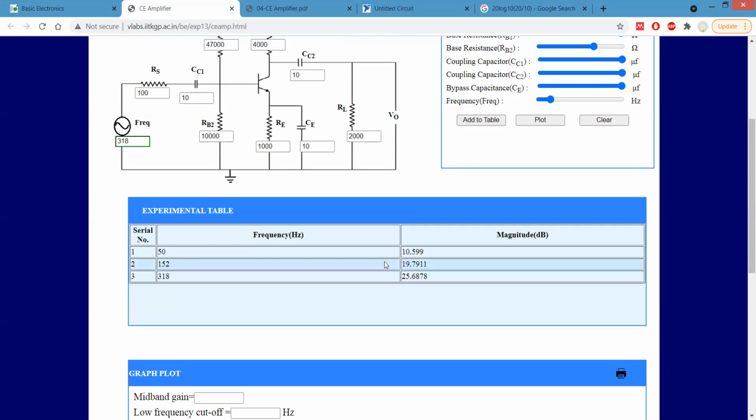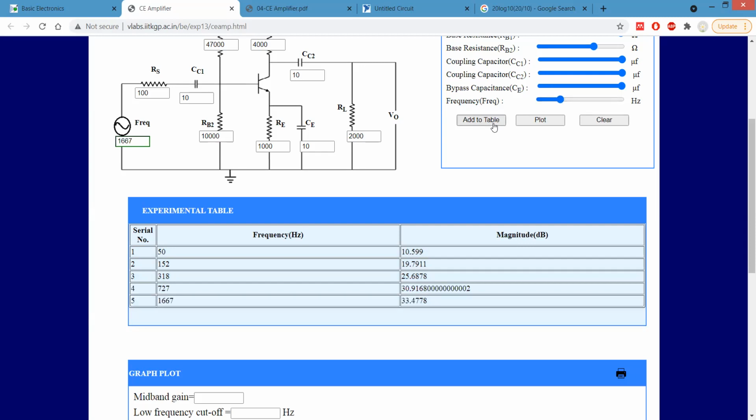And as you can see in this case, the magnitude is increasing. Initially it was 10 dB, then 19 dB, 25 dB. So as we are increasing the frequency, the magnitude is increasing. At 1.6 kilohertz, the magnitude is 33 in dB scale. Okay. And still it is increasing.